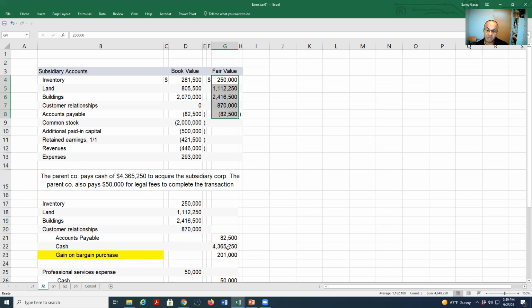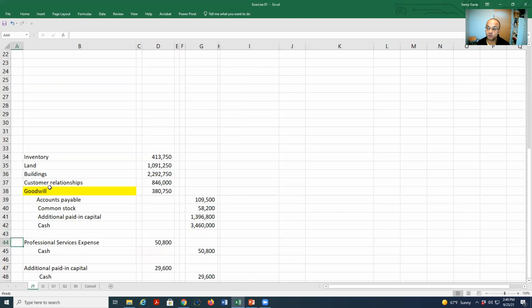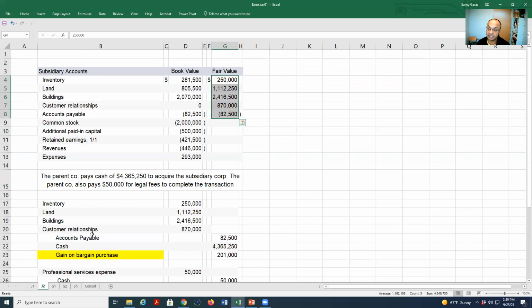The parent company paid cash of $4,365,250. So the difference between the assets and liability and cash payment is gain on bargain purchase or gain on acquisition. So please remember the difference between the exercise that we have seen in the previous video, where the goodwill here shows in the debit account, and in this exercise where the gain shows on the credit account.